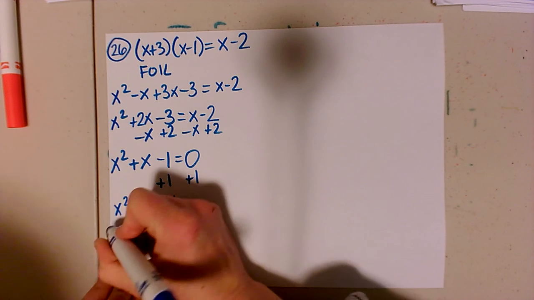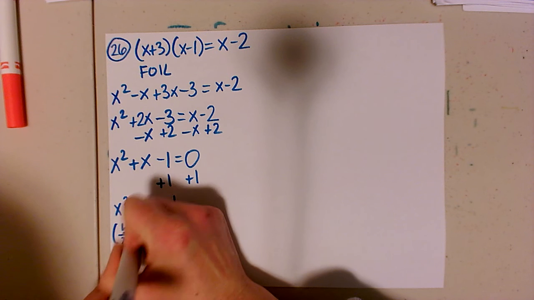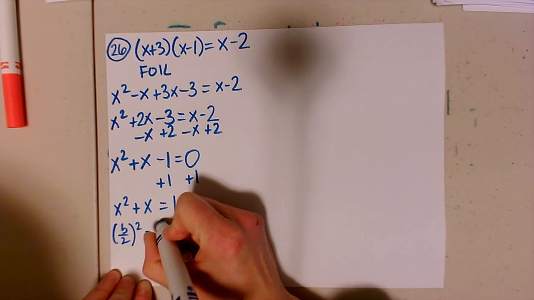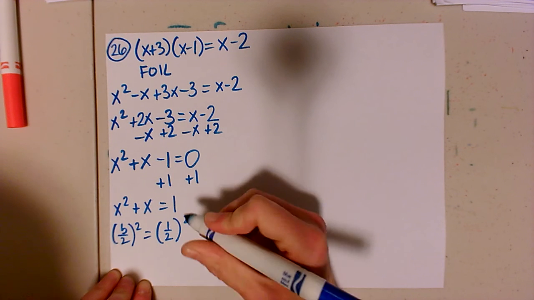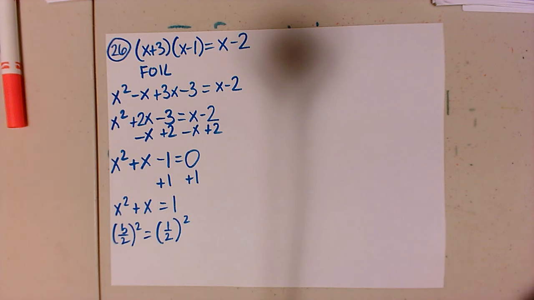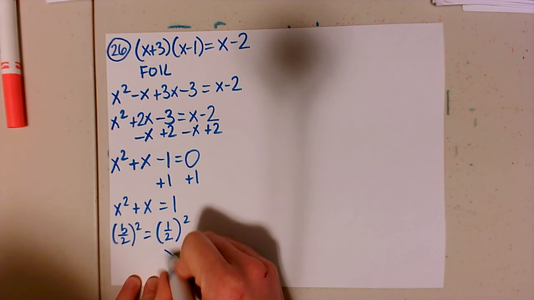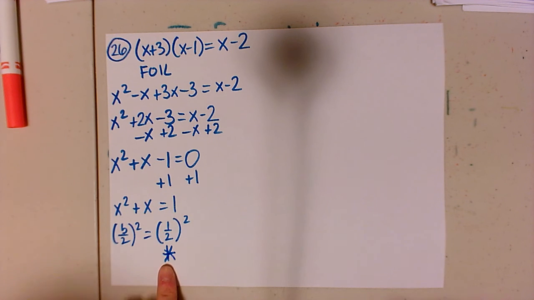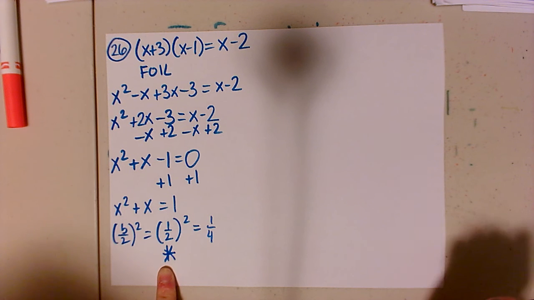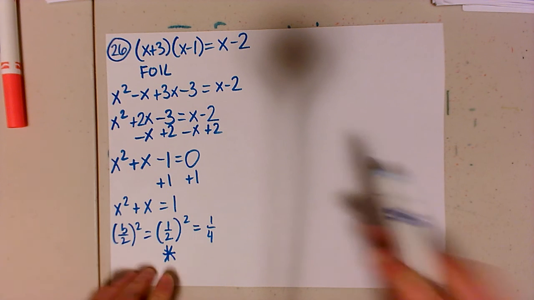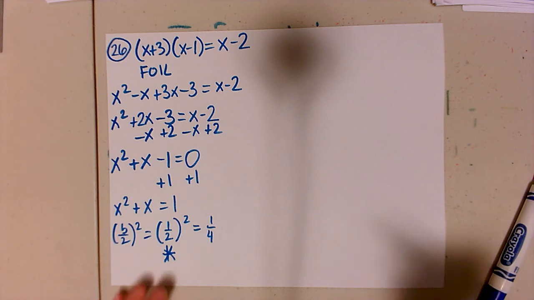So now we're going to do b divided by 2 squared. So that's going to be 1 over 2, the whole thing squared. And well, 1 over 2, that's as far as we can simplify that. We'll use that in a moment when we factor. And 1 over 2 squared is going to be 1 over 4. Okay? So 1 over 4 we're going to add to both sides.